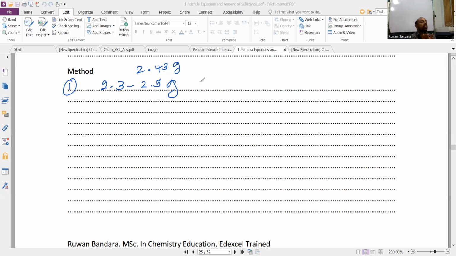Now you have the solid in the weighing bottle. After that, number two, transfer as much as possible of the acid to a beaker. I can't directly put it inside the beaker. I'll explain the reason why. The weighing bottle is like volumetric glassware.